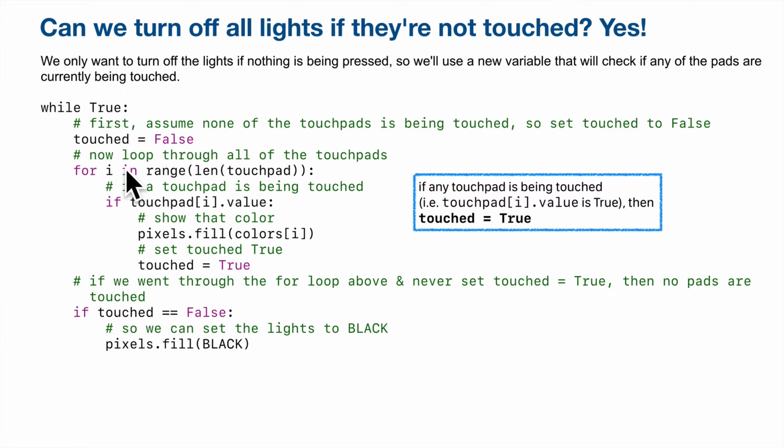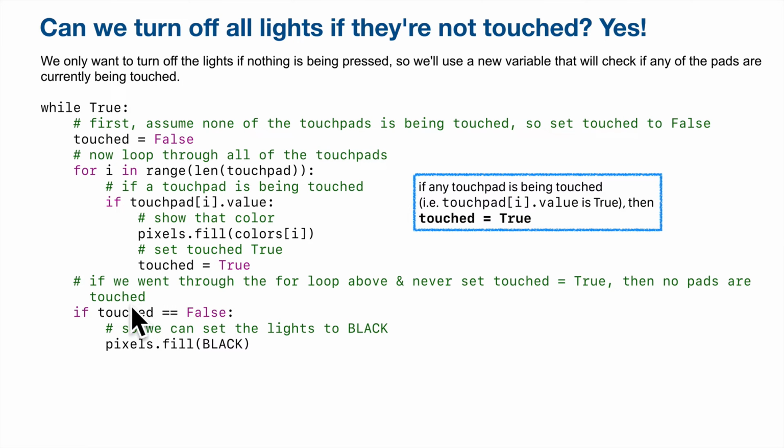Now, after we've gone through all 7 of the touchpads, we fall down here and we have this statement where we say if touched equals false. Now, the equals is a comparison. We compare what's on the left-hand side to the right-hand side. If they're equal, if touched equals false, then that's a true statement. That's different from the equal sign here, which is assignment, where we take what's on the right-hand side and assign it to the left-hand side.